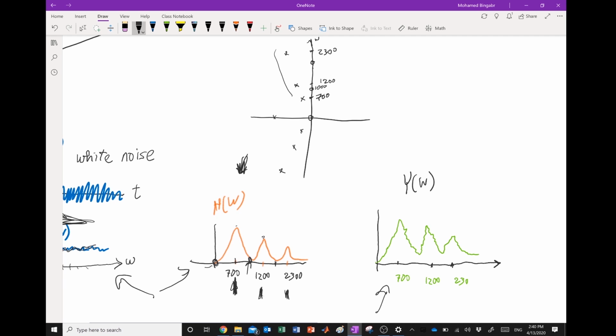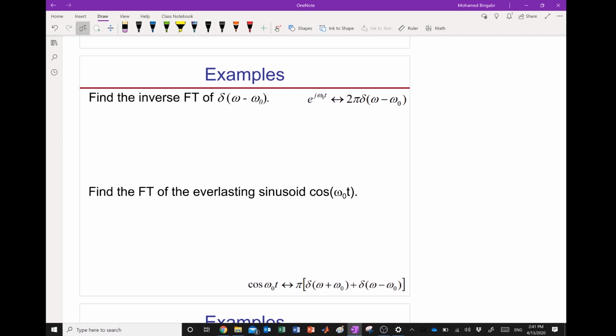Okay, so let's go back and do some examples. So we need to find the inverse Fourier transform of this delta function. So I have x of omega, an impulse located at omega 0.